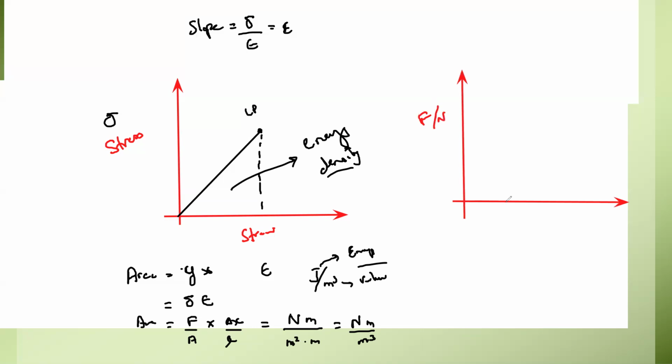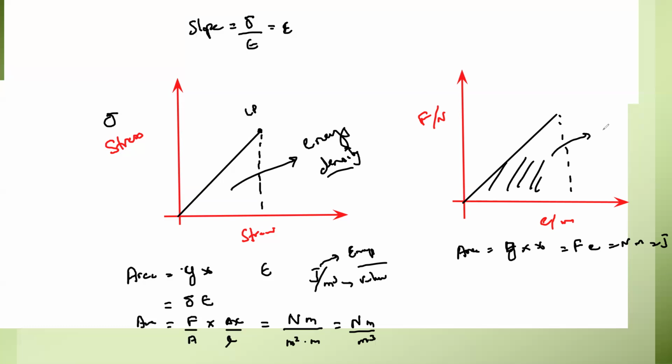Because if force is on the y-axis and extension, or the change in length, is on the x-axis, and we work out the area of this graph, the area will be the quantity on the y-axis times the x-axis. So force times extension. Force is Newton and extension is meter, so Newton meter will give us joules. So when I work out the area of this graph, I will get the total energy stored in the object. But when I work out the area of the stress strain graph, I'll not get the total energy. I'll get the energy density, or energy stored in a unit volume.